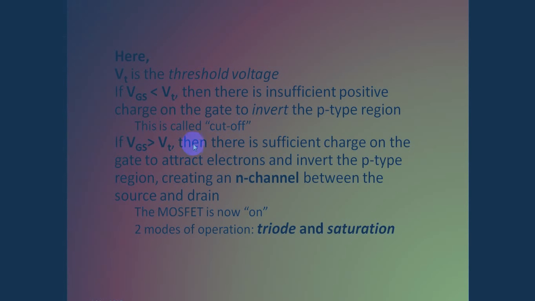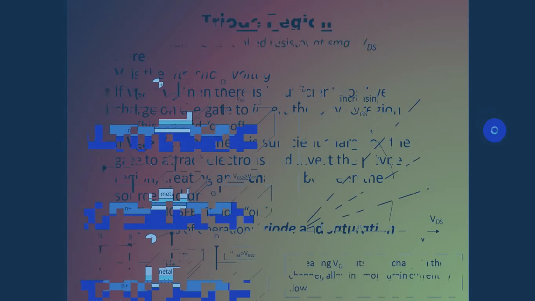In the second part, we have seen that inversion is taking place, creating an N channel in between the source and the drain. And here the P channel has been inverted to the N channel only because there is a sufficient amount of charge present on the gate in order to attract the electrons and invert the P type. The MOSFET is therefore in the on condition. We have two modes of operation, the triode region and the saturation region.